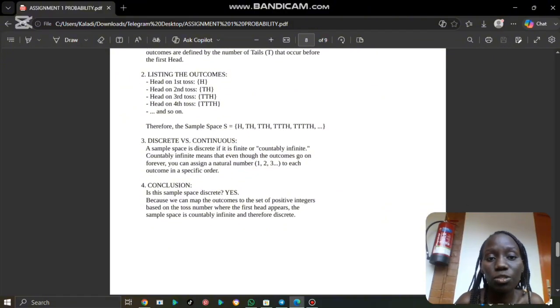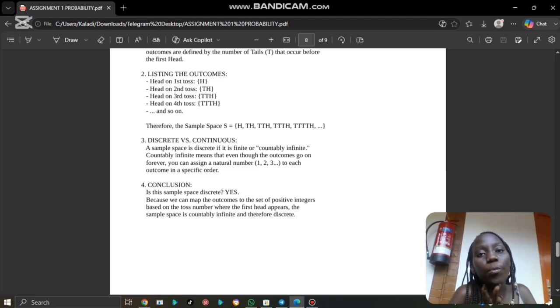Now, is this discrete or not? This sample space is countably infinite. How are we able to say this? We're able to map it to natural numbers. When you map it to natural numbers till the nth time, it is countable, and it's infinitely countable. So hence it's discrete. Even if it's infinite, that doesn't change the fact that it's countable.